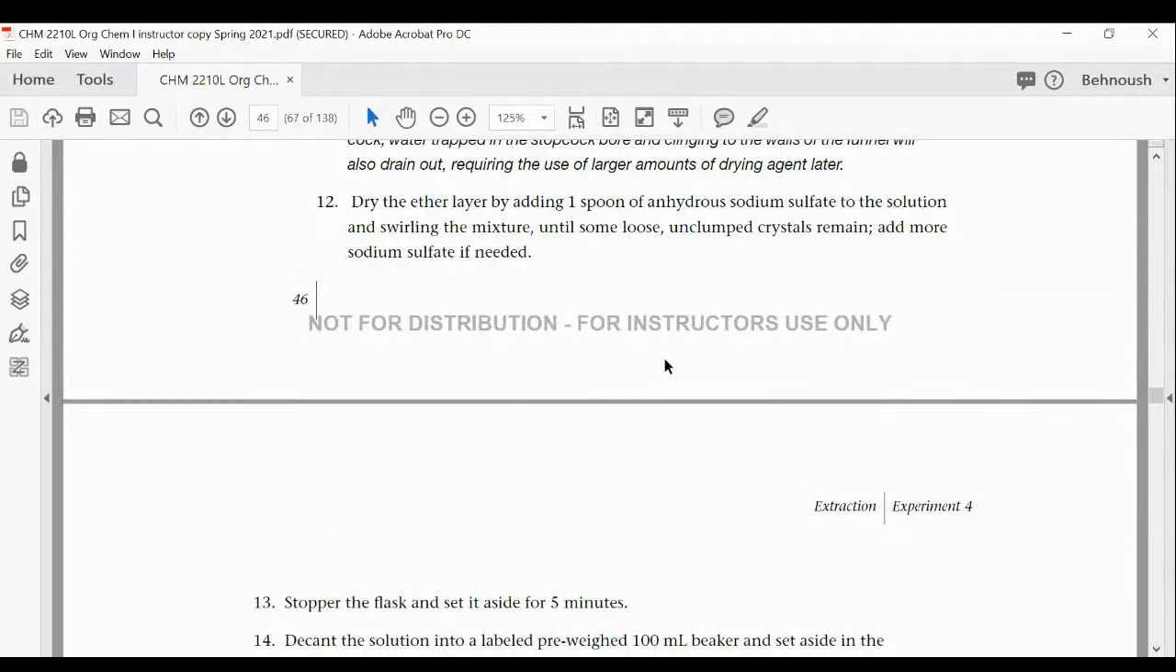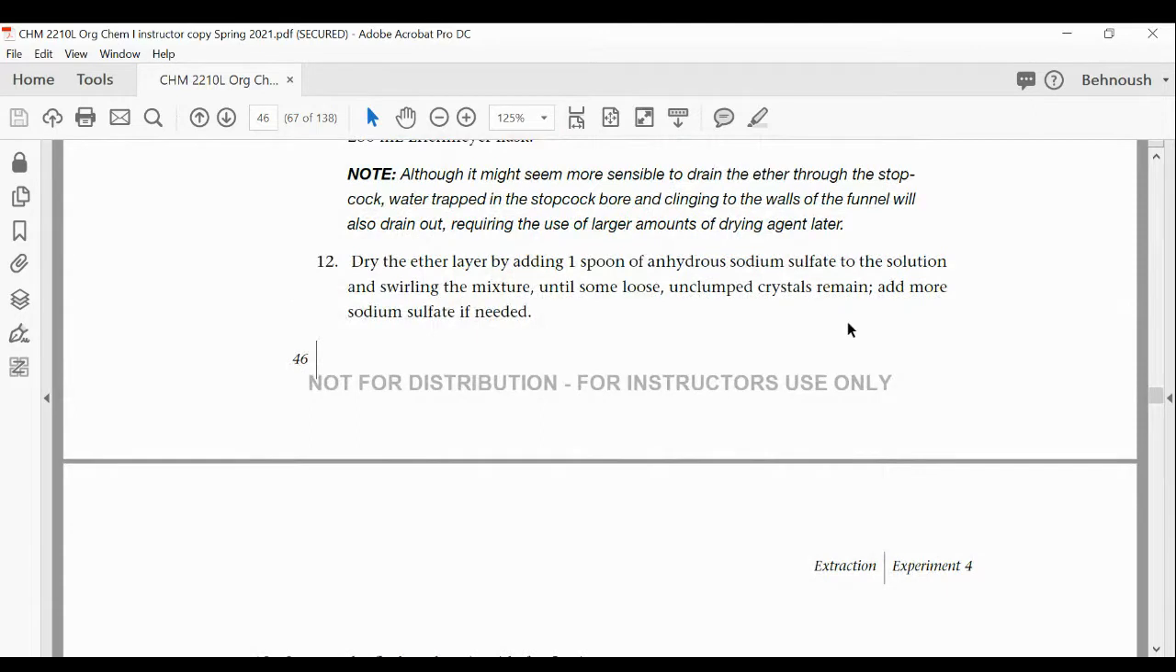Because when you add HCl, it gives the hydrogen back to benzoate. You get benzoic acid, which at room temperature is not soluble and starts forming the precipitate. To the ether layer, you are adding sodium sulfate. What's the purpose of adding sodium sulfate again?